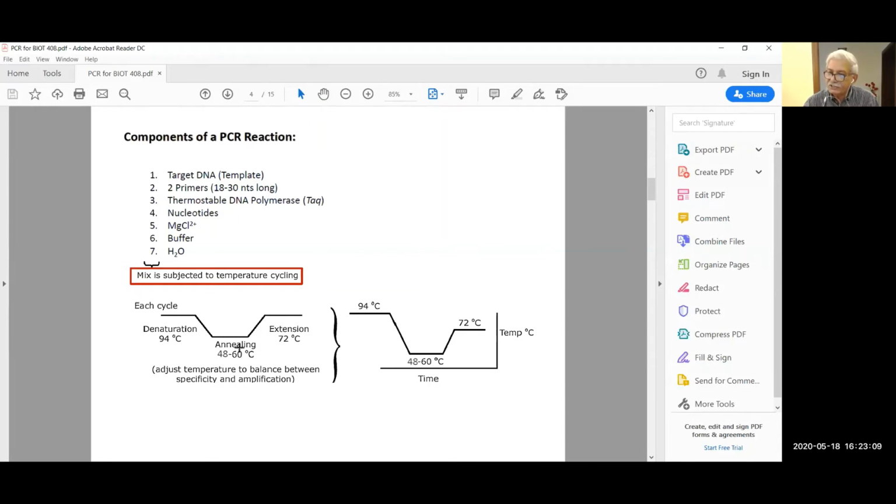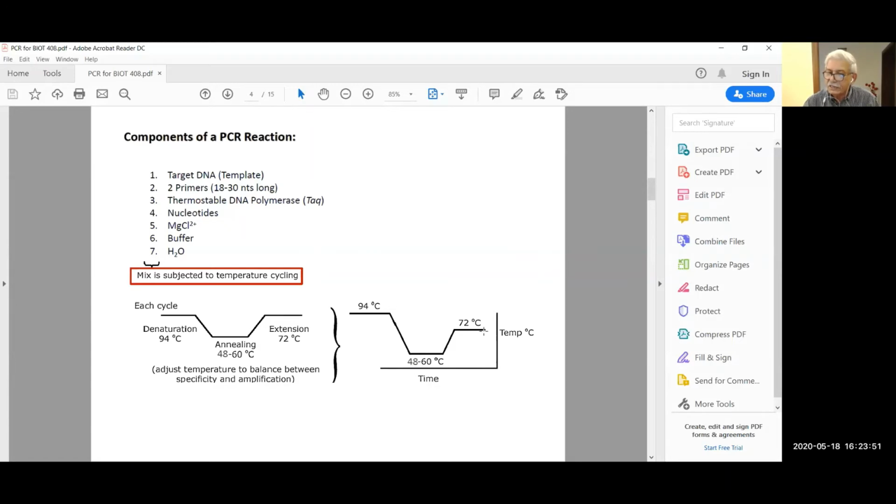And the middle temperature, which is annealing temperature, is different. Why is it different? Because every time you do PCR, you may be using different kinds of primers. And each different primer has a different melting point, and so a different annealing temperature. So this one is variable, while the denaturation and extension temperatures are constantly set at 94 and 72 degrees centigrade respectively. So here it is shown that this is actually one cycle.